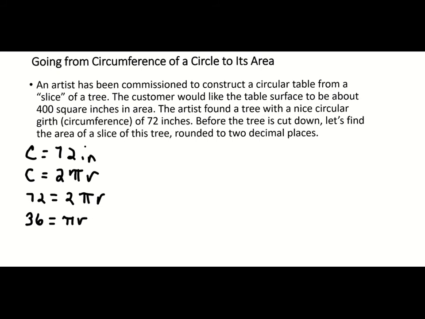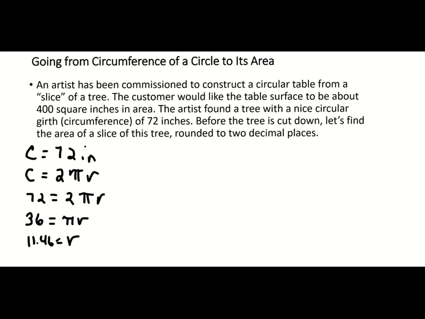And then we got to get rid of the pi. So I'm going to take 36 and divide by 3.14. Again, you can use the pi button on your calculator. Your answers will vary a little bit from mine, but it should be very similar. And when I divide by pi, I get r equals, I'm going to round it to the nearest, they want 2 decimal places, so 11.46.